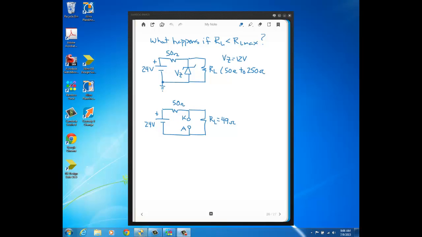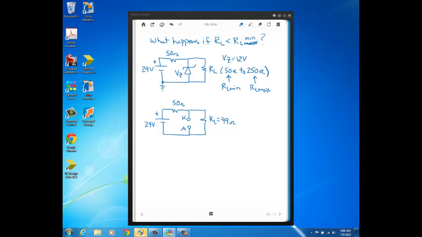Alright, we're going to look at what happens when the value of the load resistor is outside the specified range on the low end. Actually, this is a mistake here. This should be what happens when the load resistance is less than RL minimum. Because this here, the 50 ohms in this example, that's RL minimum. And then the largest resistance in the range, that's RL maximum.